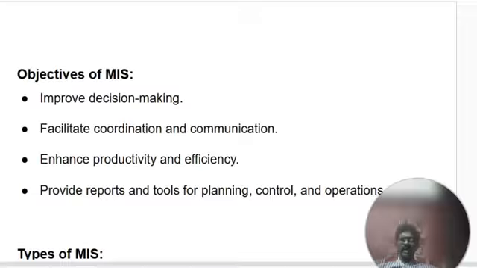Next, we provide reports and tools for planning, control, and operations. Here, we need to provide reports and tools for planning. A report is the outcome of a result after a filtration process, and that outcome is used for planning. For the objectives of an MIS, first we need proper planning, second we need control, and third we need to go for operations.